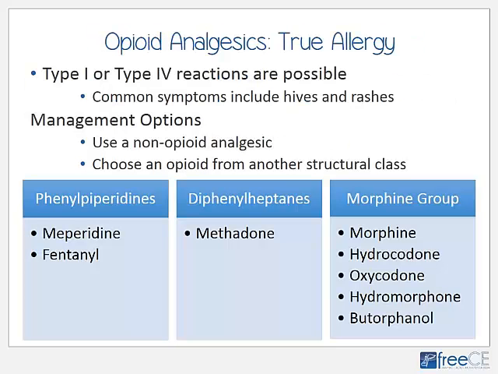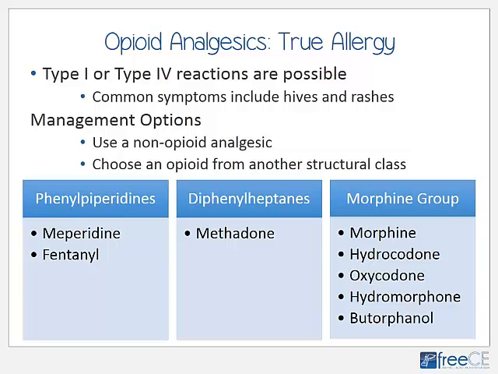Then let's talk about opioid analgesics. Again, we have a true allergy and the much more common pseudoallergy. The true allergy can come in the form of a type 1 reaction, which is IgE mediated, or the T-cell mediated type 4 cutaneous reaction. The common symptoms in either case include hives and rashes. The management options are usually to use a non-opioid analgesic like Tylenol or NSAIDs.